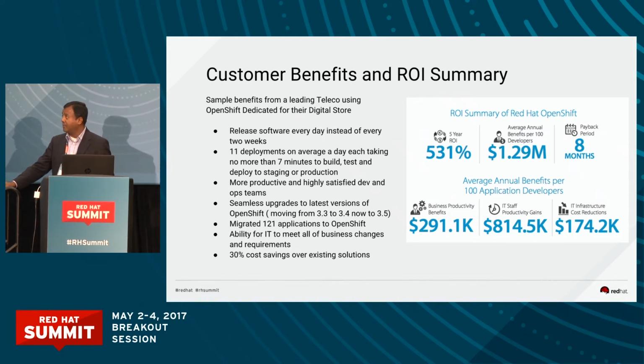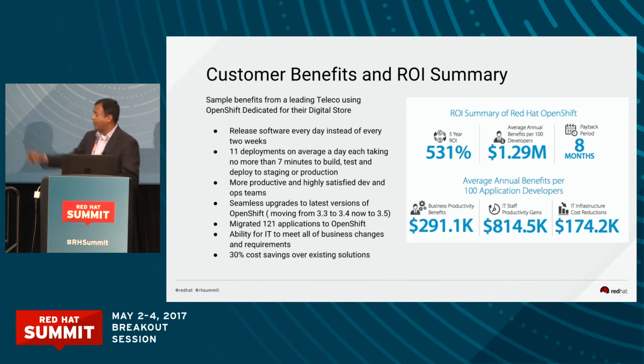They had a 531% ROI over 5 years. Benefit per developer is 1.29 million. And I think the biggest thing is, you don't have to wait for years to get your payback. They got it in 8 months. In 8 months, so I think it's a very easy sell, right? And that's probably a testament to all the customers that are here. The benefits that you realize of OpenShift come out really quickly within the first year.